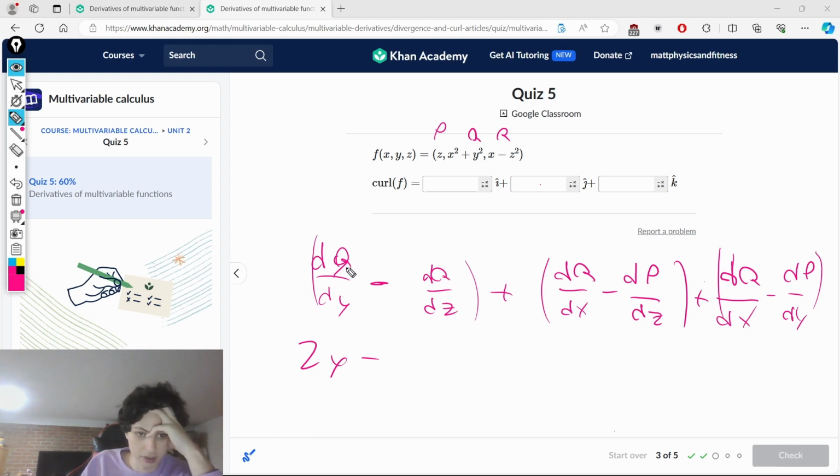This is the first one. It's y. This is an r, right? Yeah, this should be r. Oopsies. dr dy is 0. dq dz is also 0. Nice. dr dx is 1. dp dz is also 1. 1 minus 1, that's also 0. dq dx, that one is 2x.